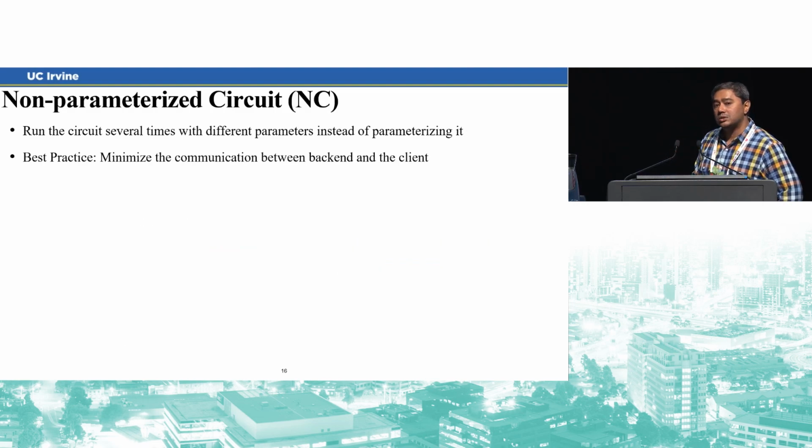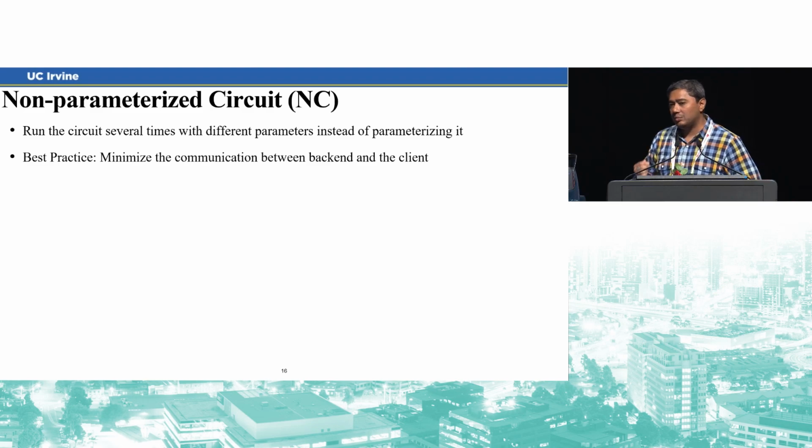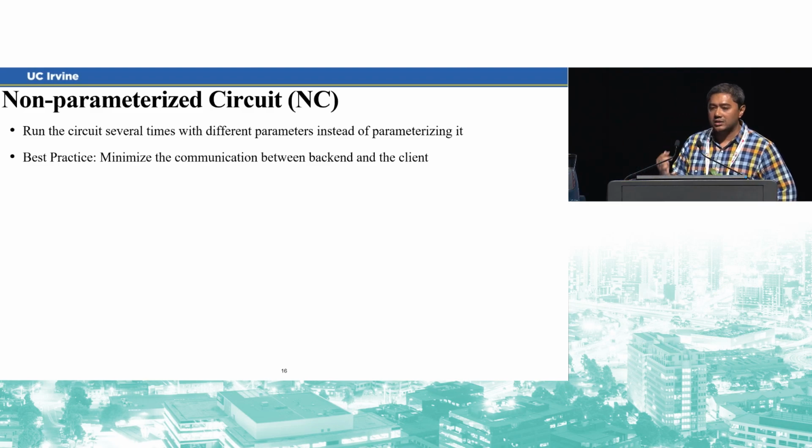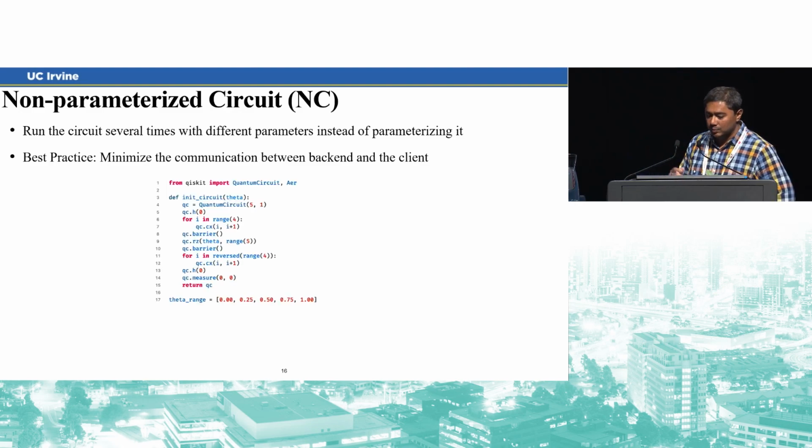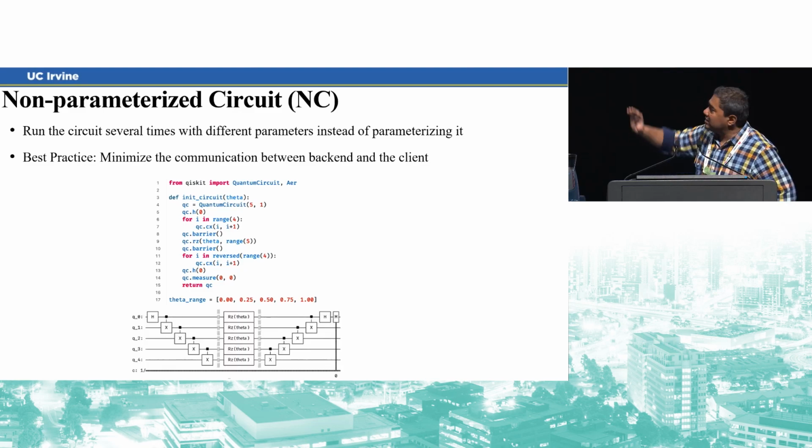Then the next one was non-parameterized circuit. Here the main idea is you want to reduce the number of communications with the backend as much as possible. So you try to parameterize the function call so that you don't have to call back and forth. So here is an example, and again, no need to pay attention to this code snippet, it is just initializing a circuit. And this is the graphical representation of what that circuit looks like.